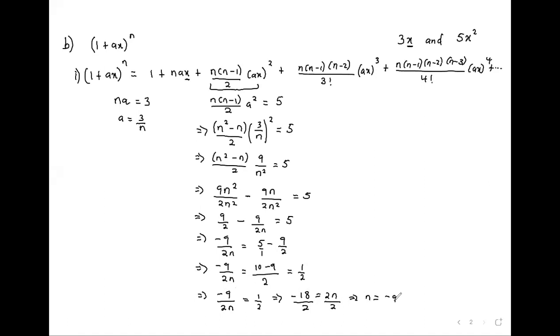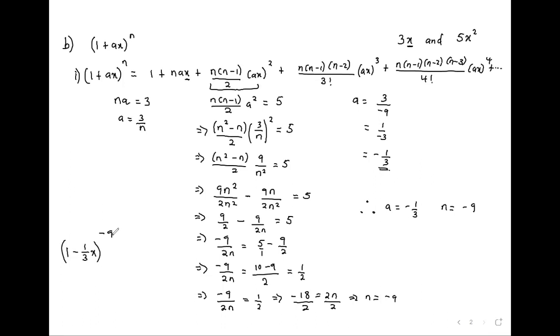And if n is negative 9, then a is equal to 3 over negative 9, which is equal to 1 over negative 3. You can also write it as negative 1 over 3. So I have found the values of a and n. So we are saying a is negative 1 over 3, n is negative 9. So our expansion now will be 1 minus 1 over 3 x to the power negative 9.